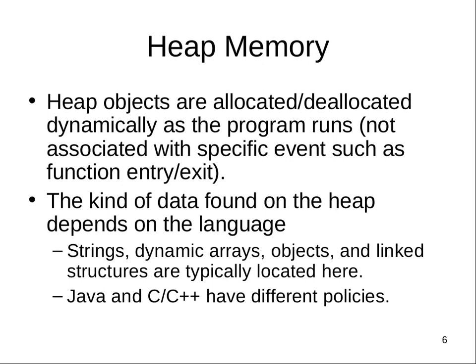Heap. Heap objects are allocated and deallocated dynamically, not with any specific event like function entry or exit, but the event is you explicitly saying allocate memory on the heap, aka you call new.